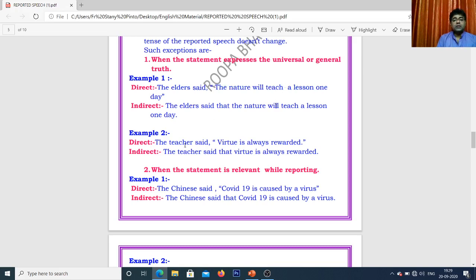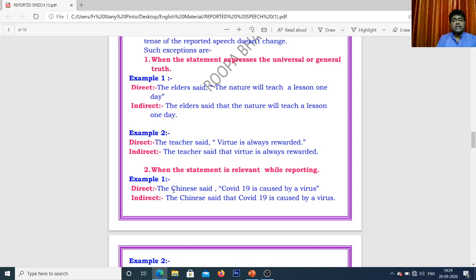Take the second example. The teacher said, virtue is always rewarded. So this is a universal truth. It cannot become false or it cannot change. It cannot be that it was right in 1985 and it is wrong in 2005. Please understand how it is done here. The teacher said that virtue is always rewarded, not virtue was always rewarded. Okay, why? It is a universal fact.